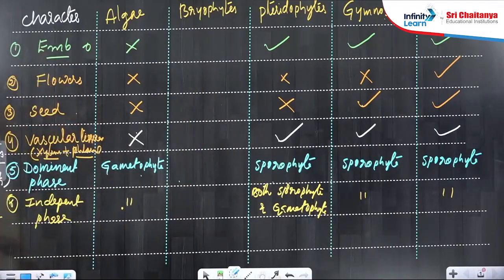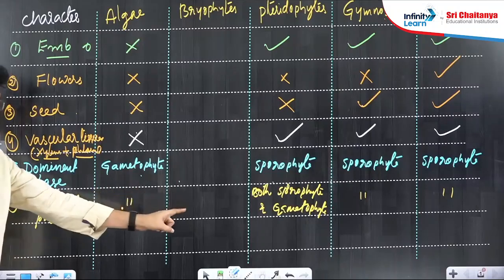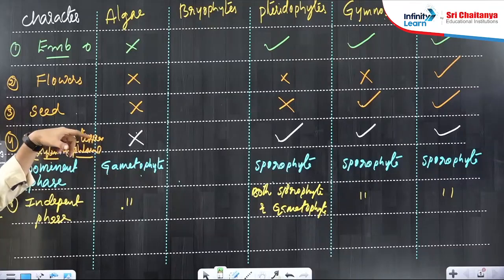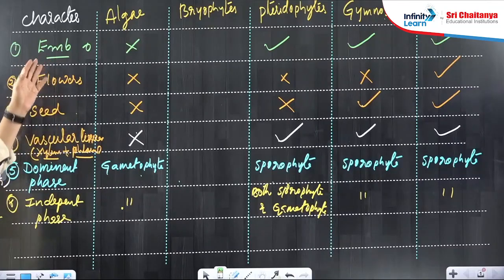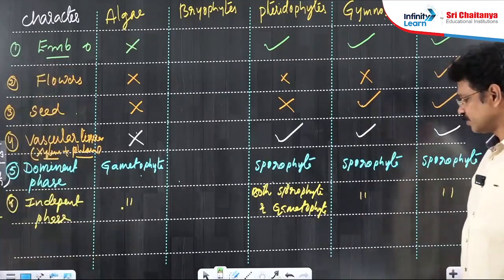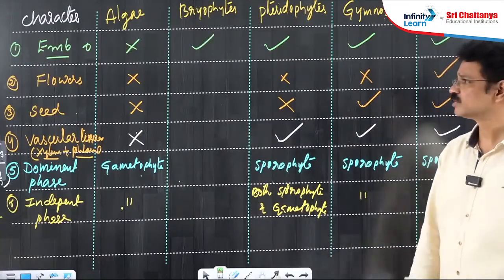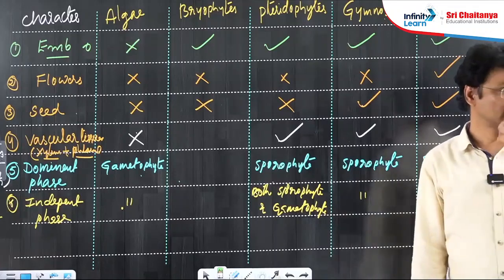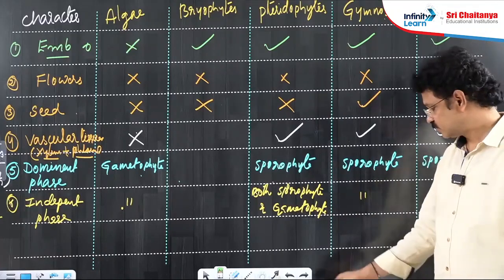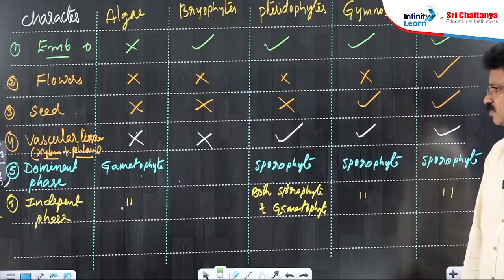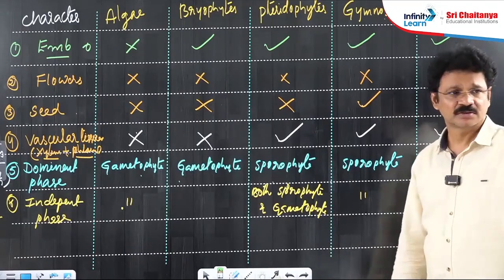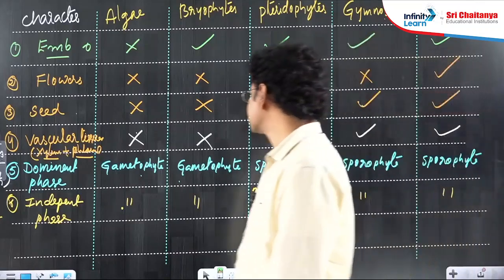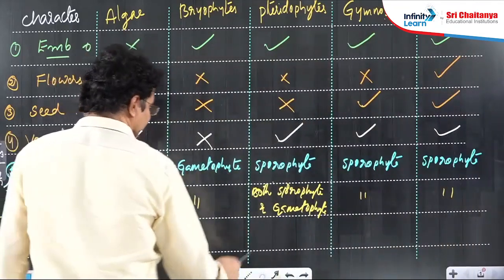From last to first, what is the independent phase in the life cycle of the bryophyte? Gametophyte. Dominant phase also gametophyte. What about flowers, embryo, seeds and vascular tissues? First, embryo present or absent? Present. Flowers absent. Seeds absent. Vascular tissues absent. Dominant phase gametophyte. Independent phase also gametophyte.